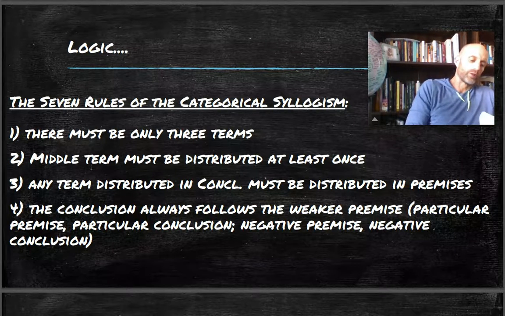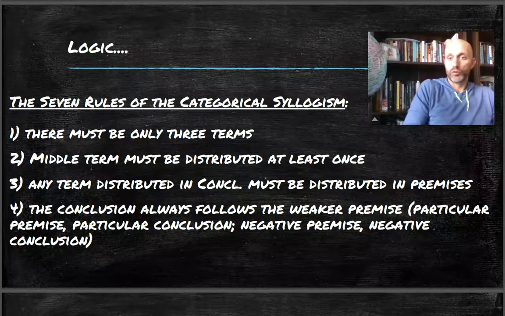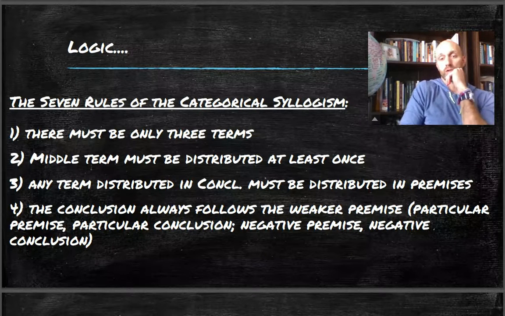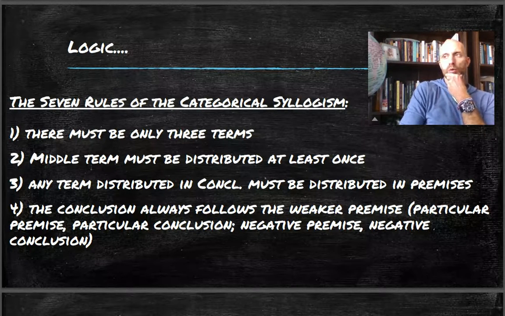If the minor term is distributed in the conclusion, then you go back up and you look in your premises and you see that it's not distributed at least once. Well, then you know that the argument doesn't necessarily follow. A formal rule has been broken. So if it's the major term that hasn't been distributed, the jargon is illicit major. If it's the minor term that hasn't been distributed, it's called illicit minor.